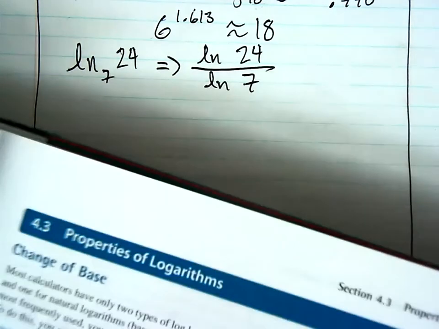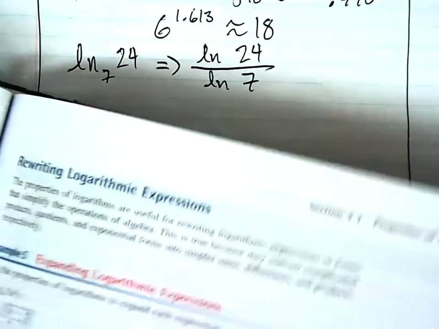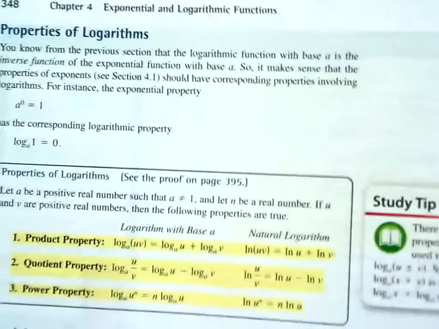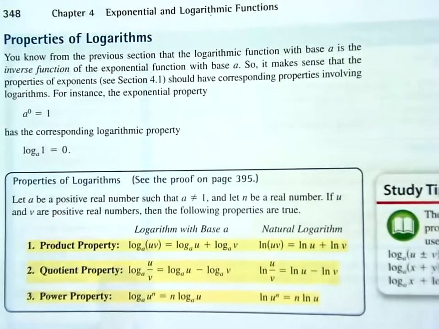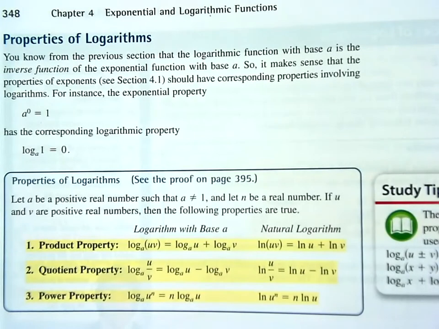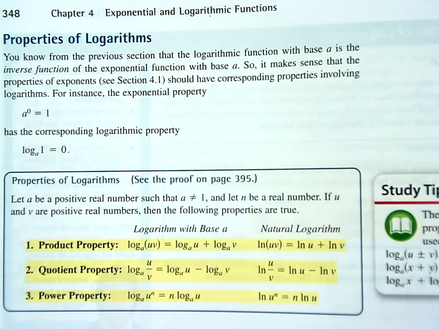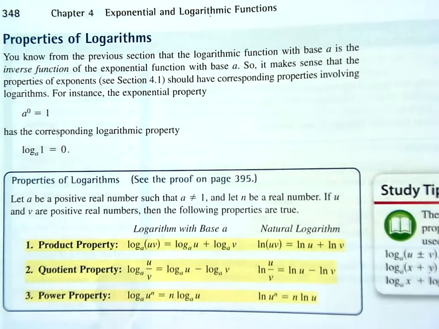Okay? Now, we do have several properties, and I want you guys to, again, copy all of these. So over on page 348, we have 3 properties of logarithms. We have the product property, quotient property, and the power property. So go ahead and copy those in for both the logarithm type as well as the natural log type. I'll focus on just the regular logs for the sake of our examples, but in terms of natural log, it works pretty much the same way.